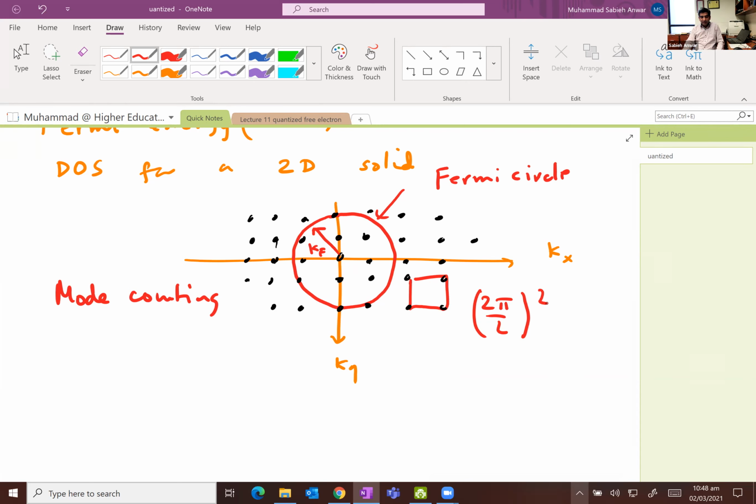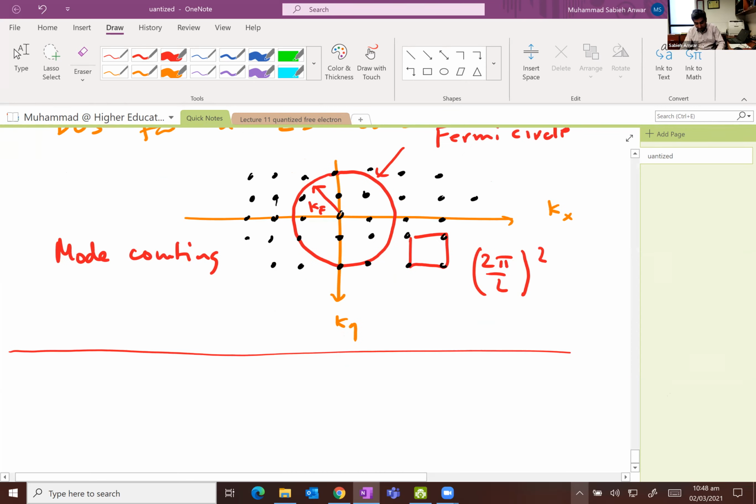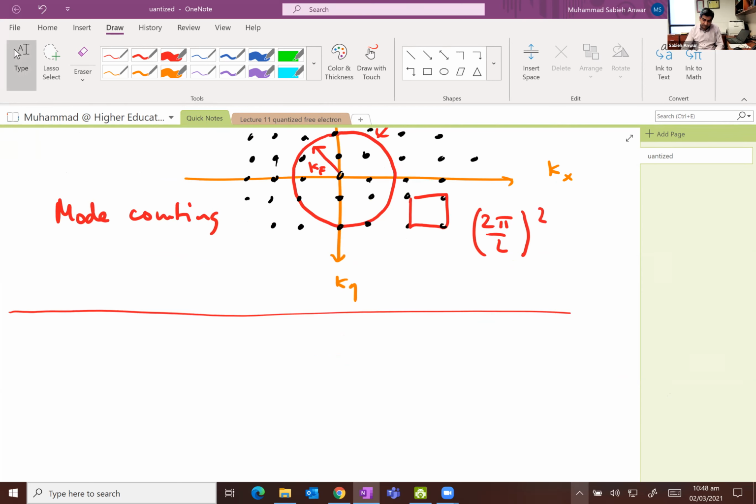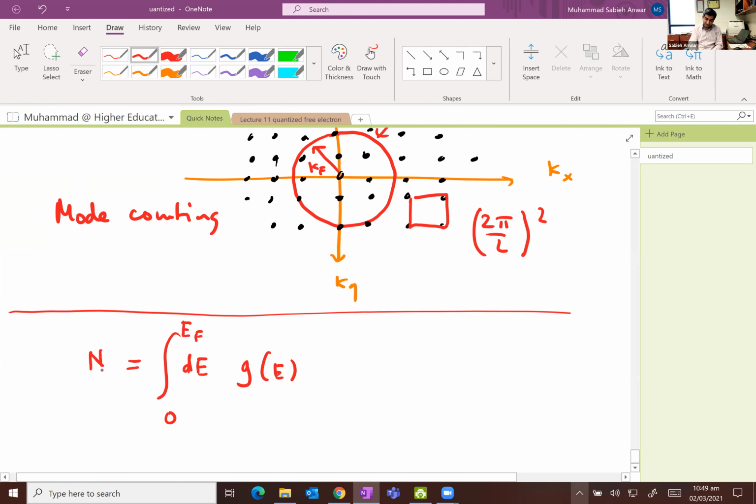Now, the last thing I would just like to mention is, I would just like to write down an equation. What does mode counting mean? Mode counting means that if I were to take the density of states, including the spin, I'm now factoring spin into the density of states, and I integrate this from 0 to the Fermi energy, this is going to give me the number of states. This is what is meant by mode counting.